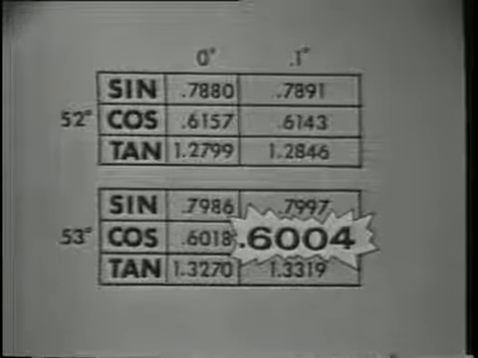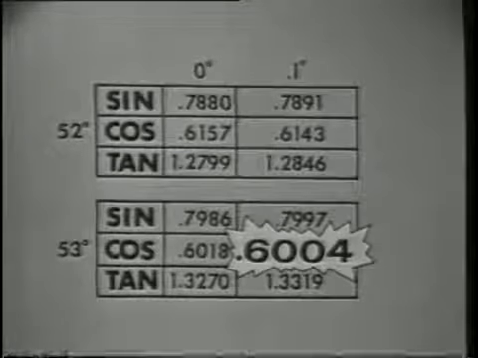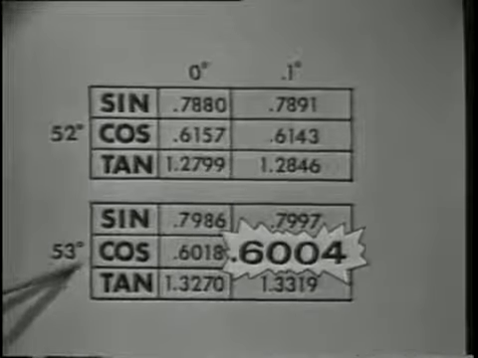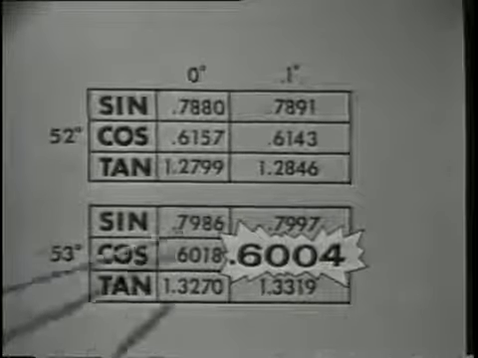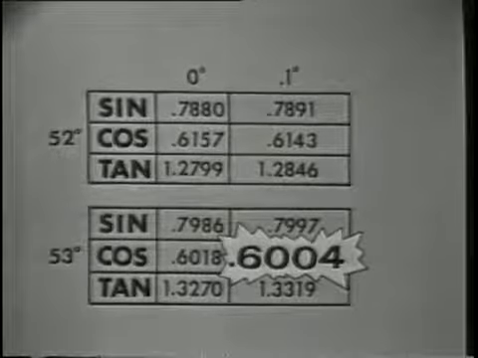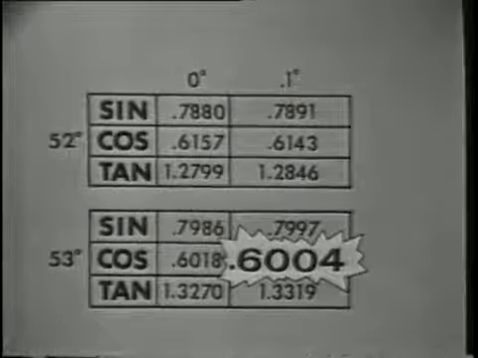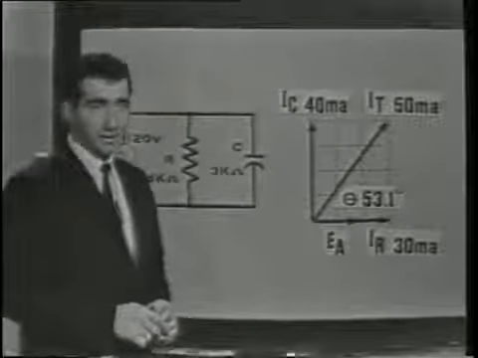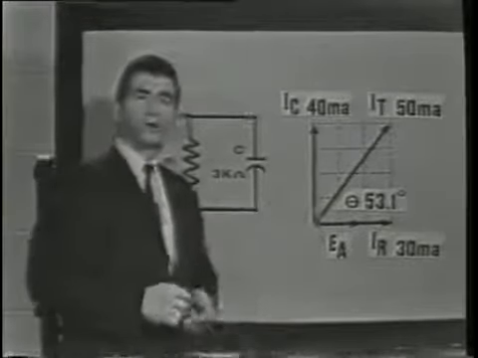So we'll go to the trig tables and find the cosine nearest 0.6, which is 0.6004. And we see that the angle is 53.1 degrees. The procedure is very simple and very accurate. But now that we have the phase angle, what are we going to do with it?